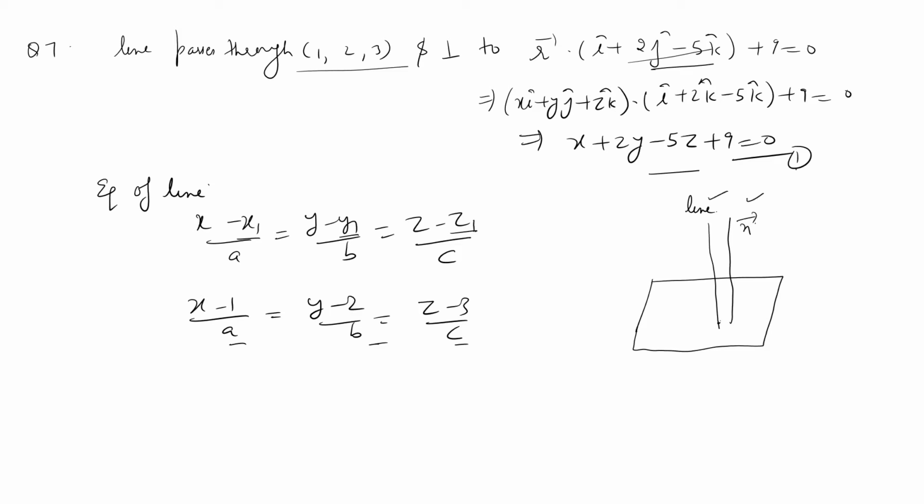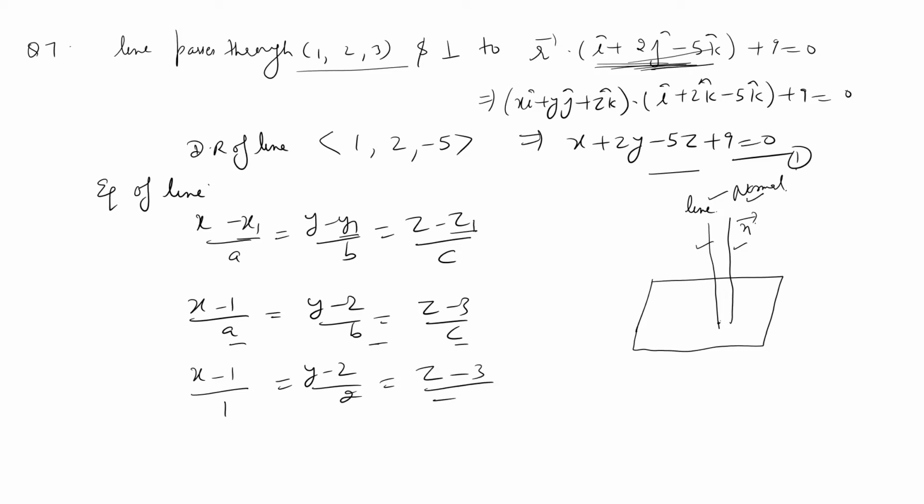So can you see that the line and this normal are parallel? The normal is also a line which is perpendicular to the plane, and the line is also perpendicular to the plane. So these both are parallel, and the connection between parallel lines is that the direction ratios or direction numbers of parallel lines are the same. So we will get the direction numbers from here only. The direction ratios of the line will be the direction ratios of the normal, which are 1, 2 and minus 5. So the equation will be x minus 1 upon 1, y minus 2 upon 2 is equal to z minus 3 upon minus 5.